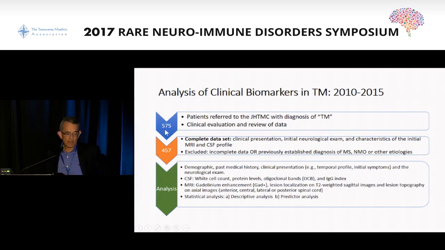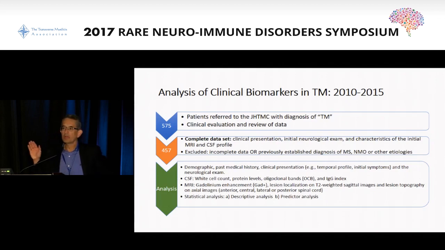And from these 575 patients, we basically filtered and selected 457 patients in which we have a very comprehensive clinical assessment, very well-detailed magnetic resonance imaging analysis, and cerebrospinal fluid analysis. We excluded patients that came already with diagnoses that were established as neuromyelitis optica, multiple sclerosis, or other vascular myelopathies, because those patients already had been diagnosed with other entities different to transverse myelitis. And so we restricted our analysis to this group of 457 patients.